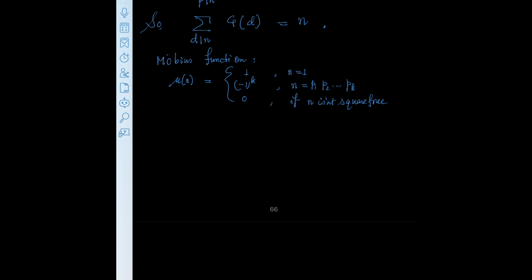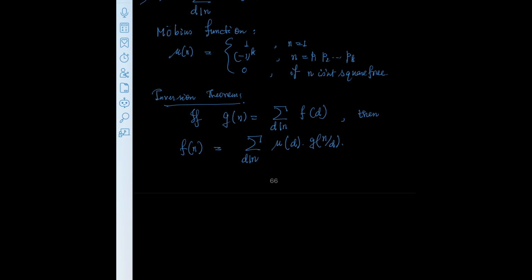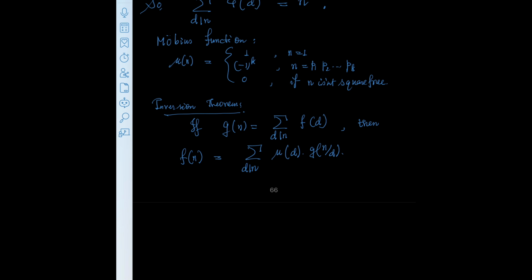There is a Möbius inversion theorem. If we have two arithmetic functions f and g, and g of n is the sum over d dividing n of f of d, then f of n is the summation over d dividing n of mu of d, the Möbius function of d, times g of n by d. This is a very interesting theorem.